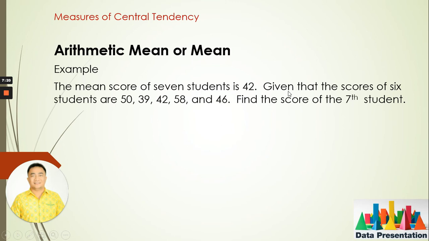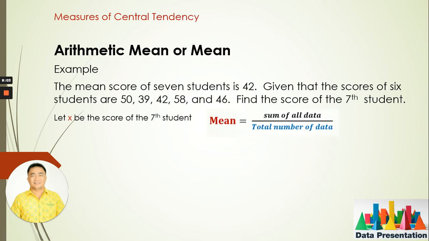Now the second sentence says, given that the scores of 6 students are 50, 39, 42, 58, and 46. So there are only 6 given, but we need 7 scores, right? Because we have 7 students, so we need 7 scores. And that's our question. We need to find the 7th score, the 7th student, using the mean or the average mean. So again, we say let x be the score of the 7th student. This will be the score that we're looking for.